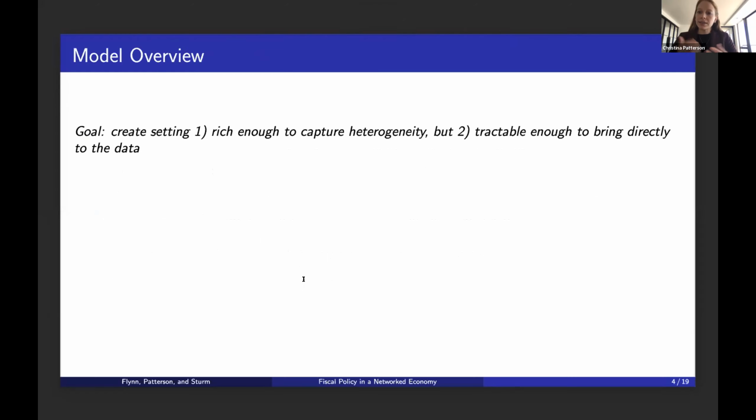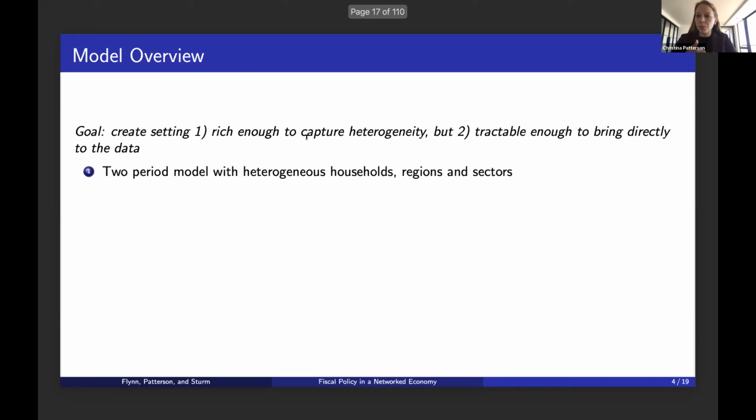Okay, so our goal in setting up this model is to have a setting that's both, on the one hand, rich enough to capture the many dimensions of heterogeneity I just talked about, but on the other hand, tractable enough that we can bring it directly to the data. So as a broad overview, what we're going to do to that end is have a two-period model, which is going to have heterogeneous households, regions, and sectors.